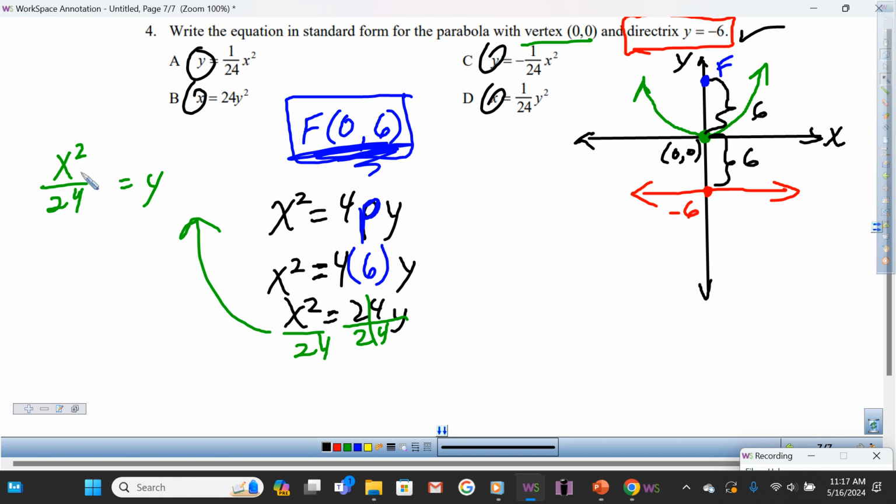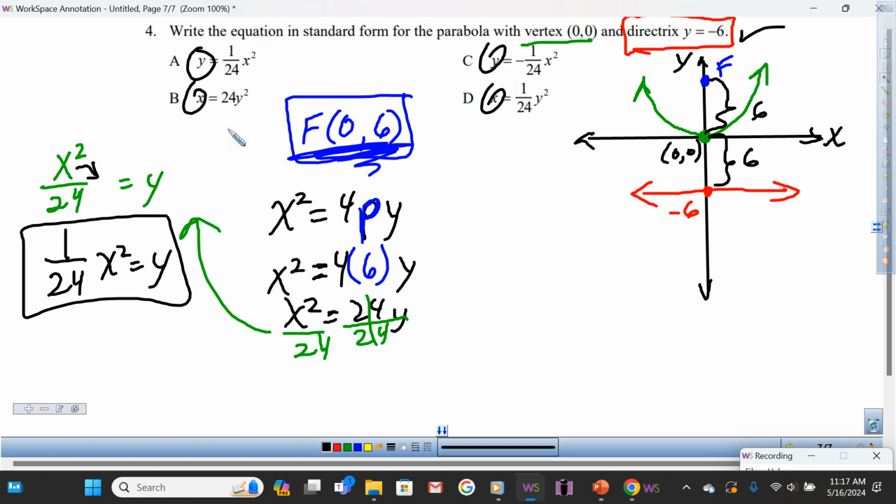Move the x squared to the side, so we end up with 1/24 x squared equals y. What goes on top? 1. So the correct answer is A. A little bit more lengthy, but very doable.